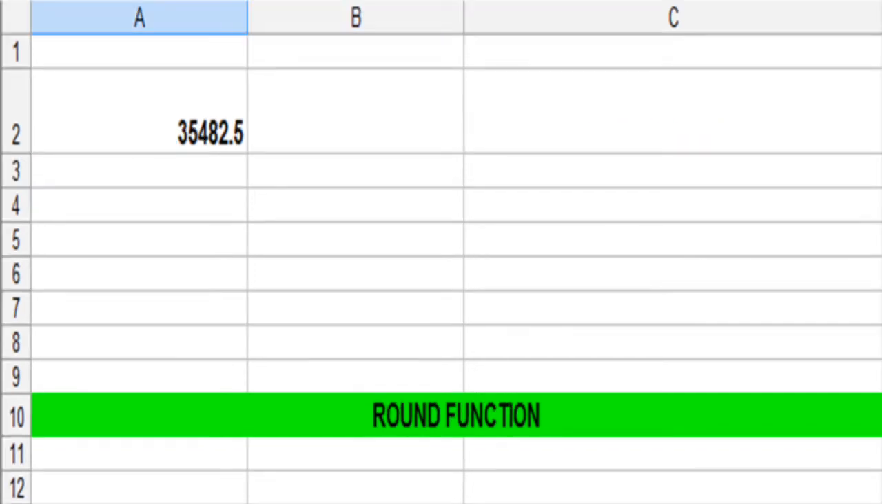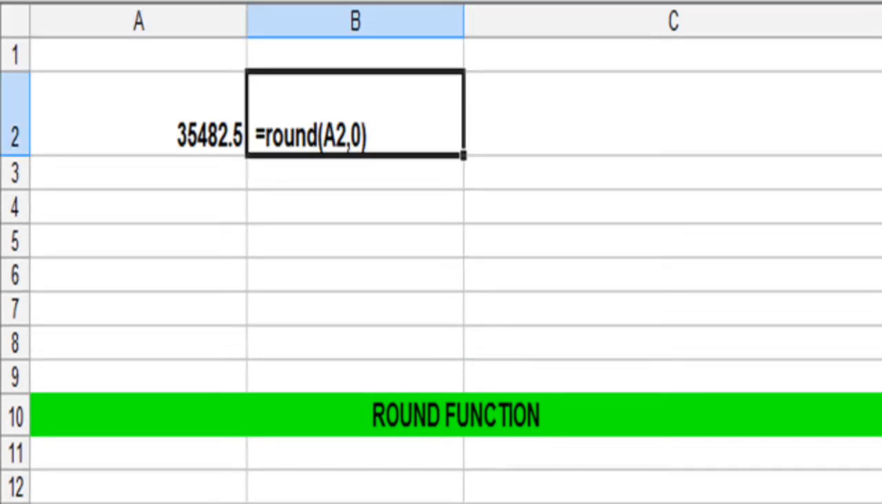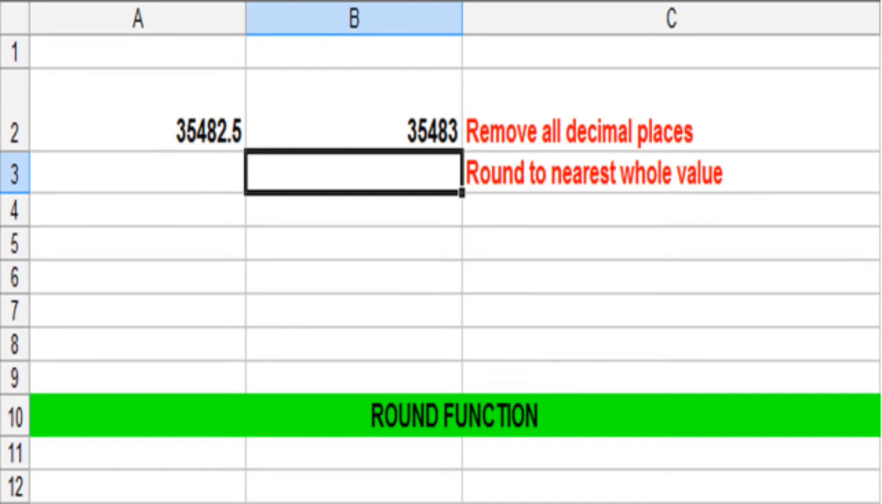The number 35482.5 contains 4 digits before the decimal. Now we want to round the value not after the decimal but before the decimal. Round to the nearest integer. The formula is equals ROUND(A2, 0). Press enter. Remove all decimals. Rounded to the nearest integer.